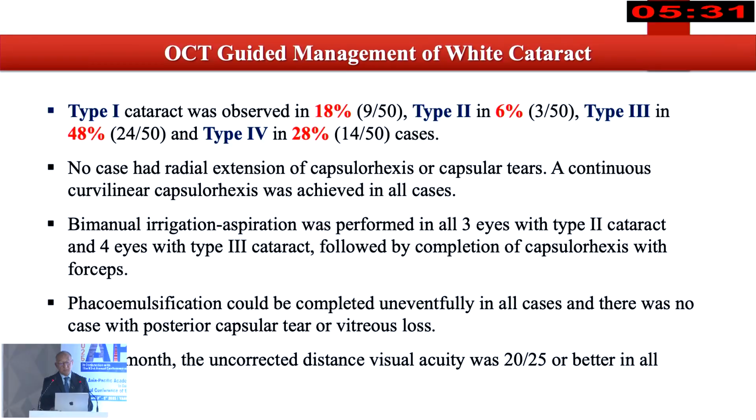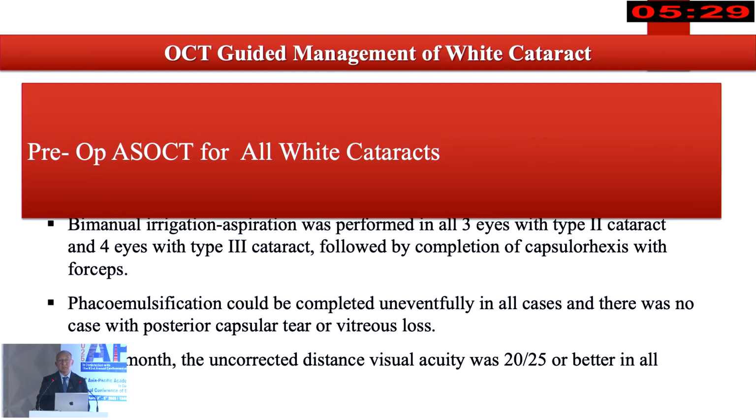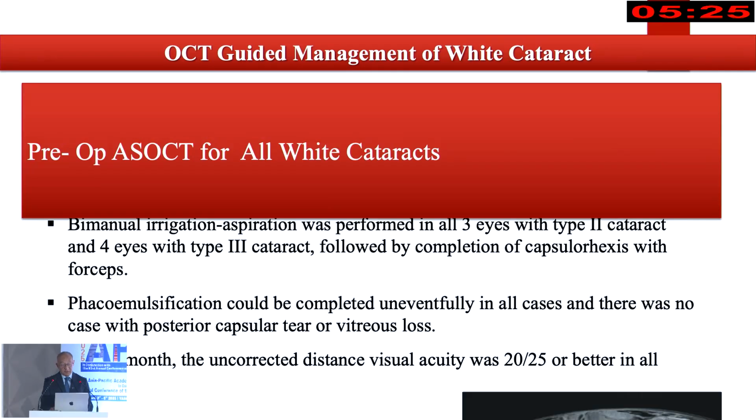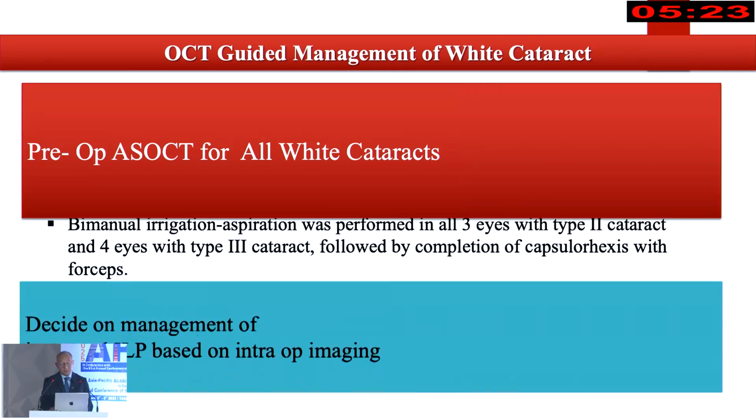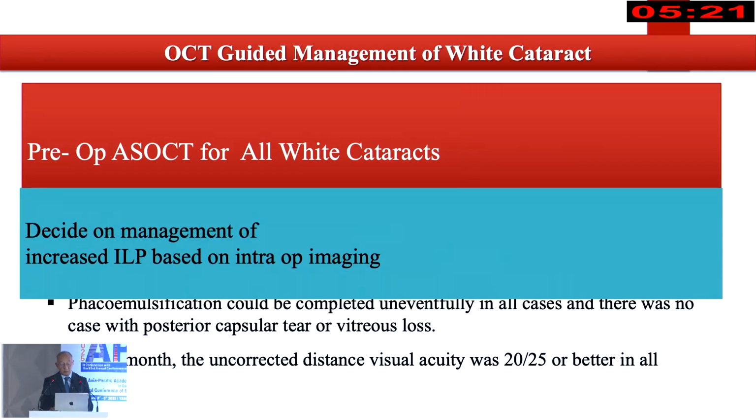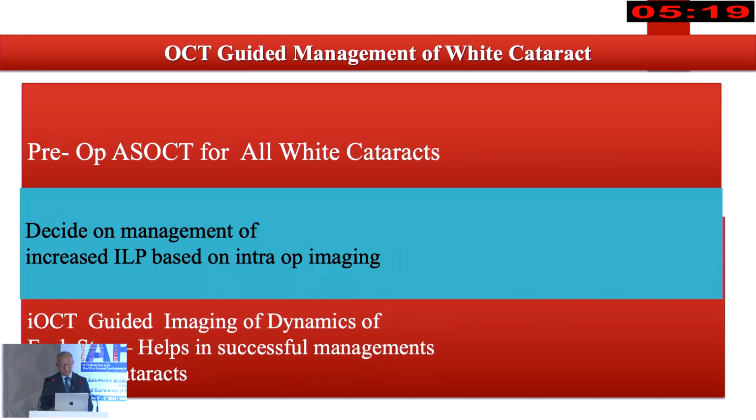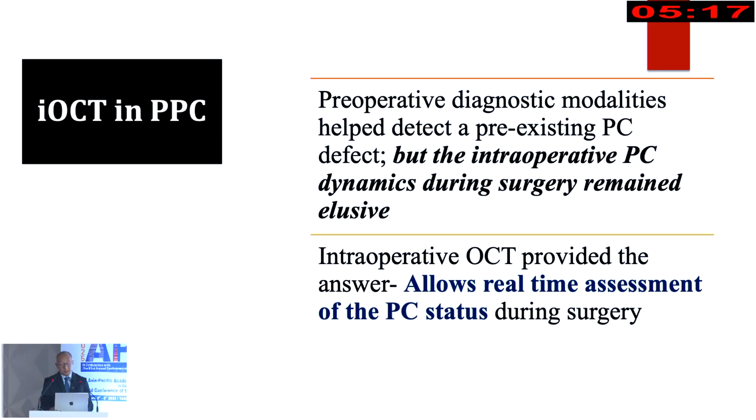In fact, now we normally look at all these cases through anterior segment OCT before we take them up for surgery. Look for the type of white cataract you have, and look for an intralenticular pressure rise. Then, if possible, image them and do surgery accordingly. So what we have learned in the white cataract is that all white cataracts may not have a raised lenticular pressure. It depends on its morphology per se.